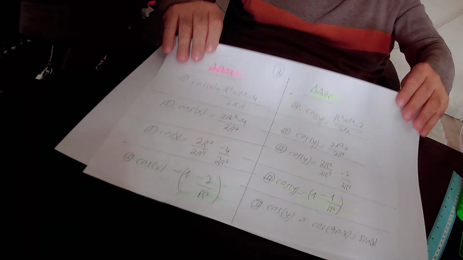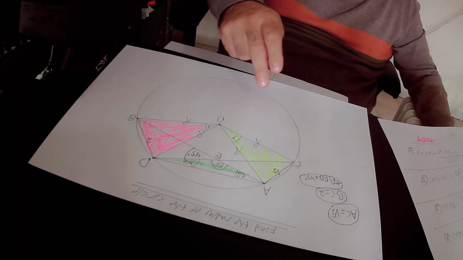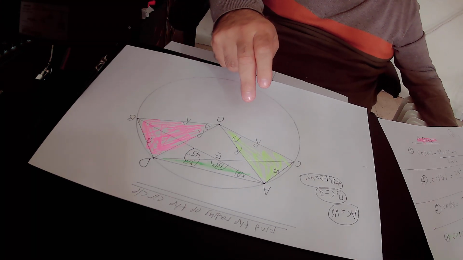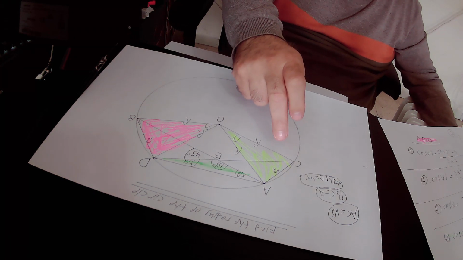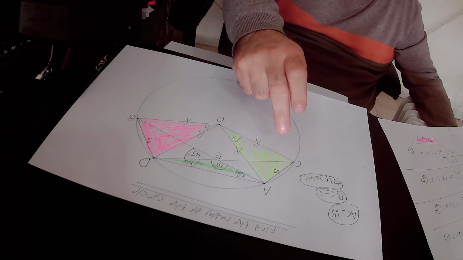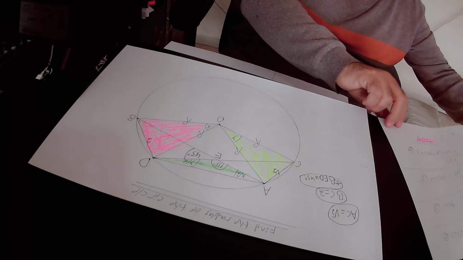Then we applied the law of cosines to the yellow triangle AOC. According to the law of cosines, cosine y equals r squared plus r squared minus square root of 2 squared. Square root of 2 squared is 2. So here it is 2 over 2 times r times r. Repeat again.